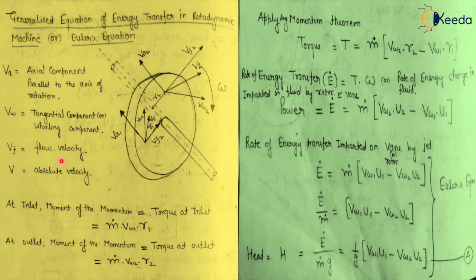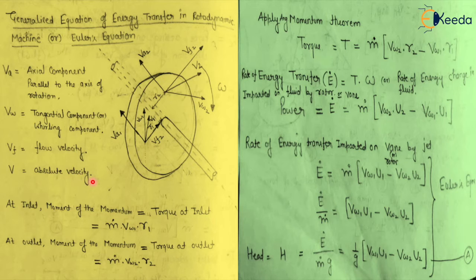VF is the flow velocity, which is perpendicular to the shaft. VF1 is for the inlet condition, please correct it, this one is VF1, and this one is for the outlet condition. V is the absolute velocity.